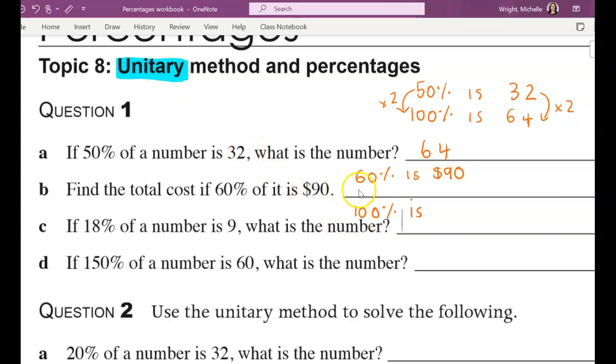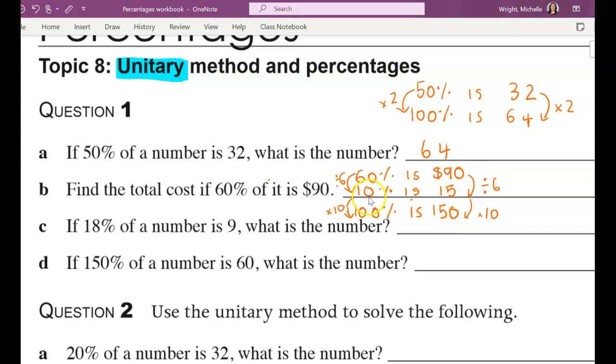And I'm going to take that down to 10%. Or I could take it down to 1%. And I'm going to take it to 10. And then I'm going to take it back up to 100. So what do I do to 60 to make it into 10? I divide by 6. So I'm going to do the same to 90. What's 90 divided by 6? That's 15. So we now know that 10% is 15. So what do I do to 10 to turn it to 100? I times by 10. So I'm going to times 15 by 10, and that will get me 150.